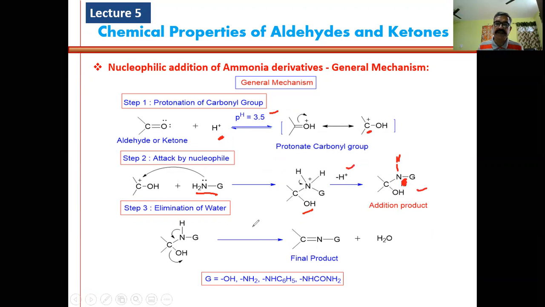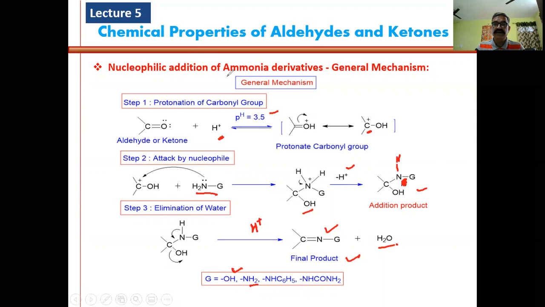Now in presence of acid, acid will catalyze this, it is loss of water and we get the final product. हमें क्या मिलेगा? Final is loss of water. अब G, मैंने पहले बताया आपको, what is G? Either OH. If it is OH, it is hydroxylamine. If it is NH2, it is hydrazine. If it is NHC6H5, phenyl hydrazine. If it is NHCONH2, it is semicarbazide.